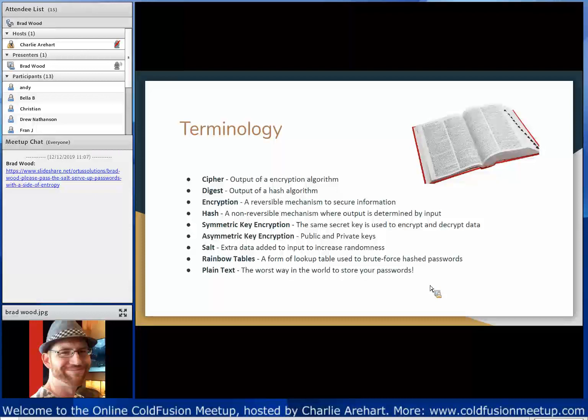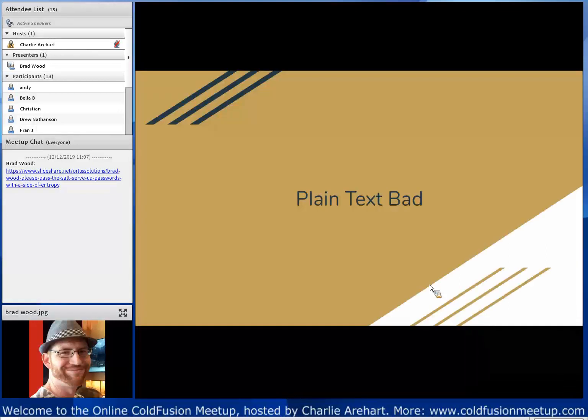Rainbow tables are a form of lookup table used to brute force hashed passwords. Rainbow tables are pretty cool. I mean, they're bad, but they're cool. They show just how much effort hackers will go through to figure out your users' passwords. And of course, plain text is the worst way in the world to store your passwords, but hopefully you already knew that. So let's start there. We're going to work our way up. Plain text bad.